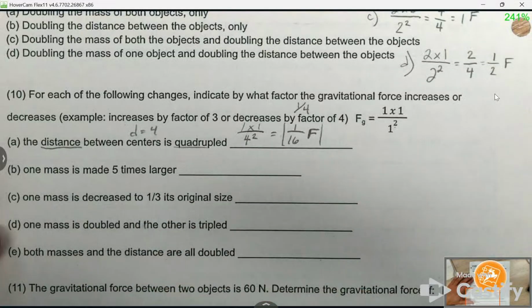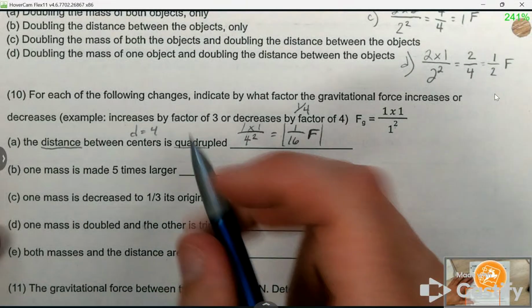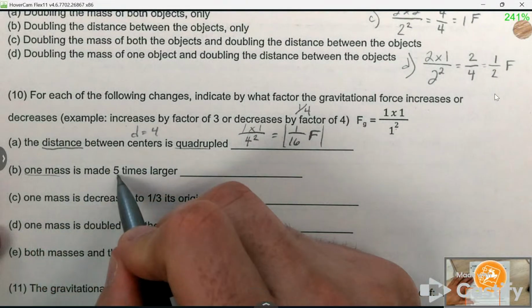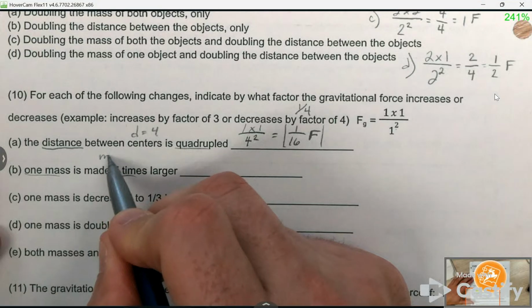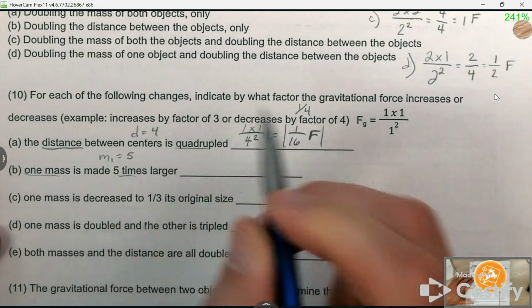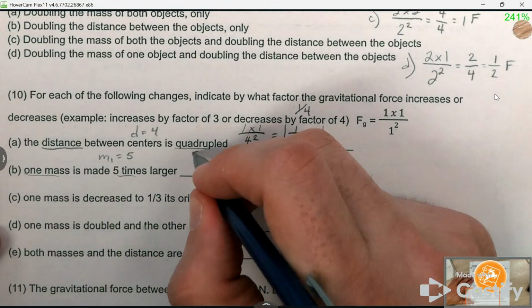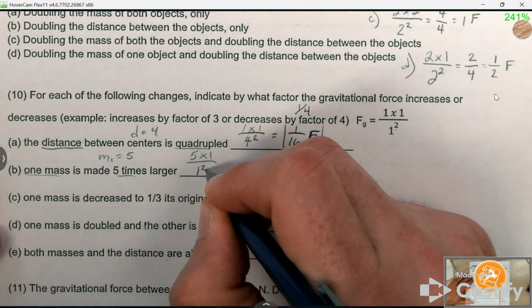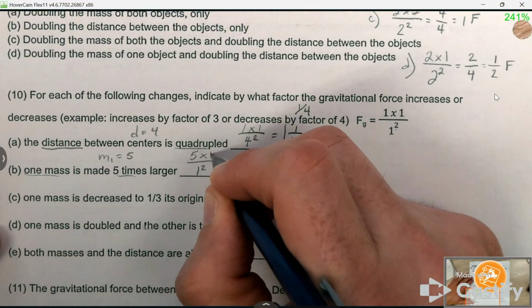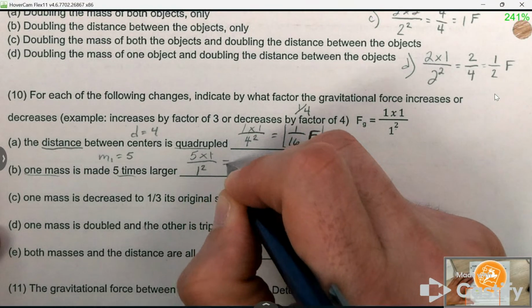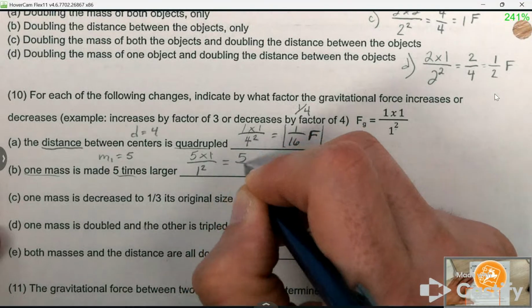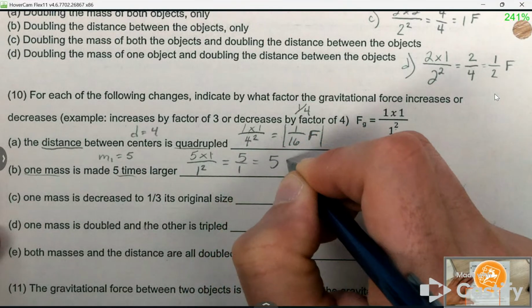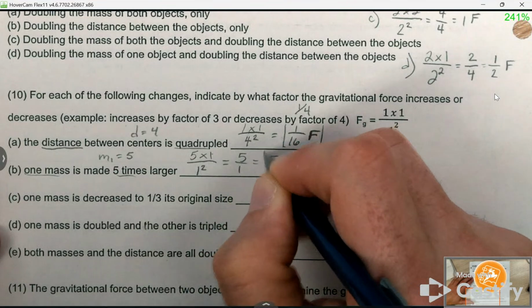One mass is made 5 times bigger. All right, well, one mass is made 5 times larger. So I would say that M1 is 5. Distance didn't change, the other mass didn't change, so that's why this mass is a 1, this distance is still a 1, and if you play that out, you get 5 over 1, which is just 5 times the force.